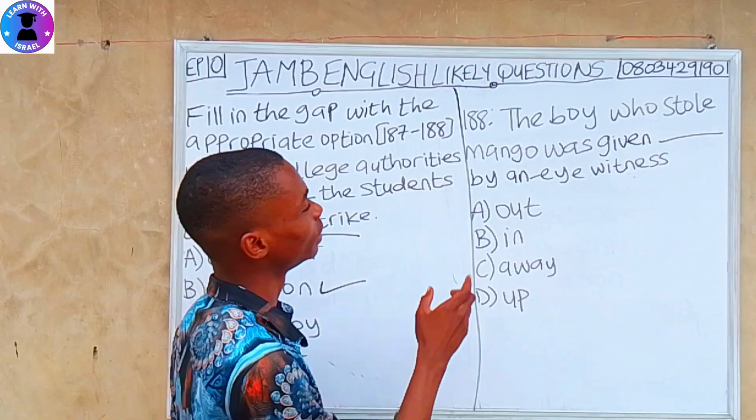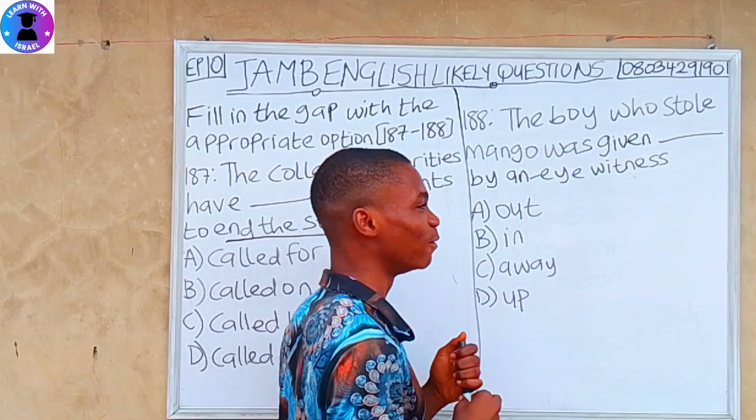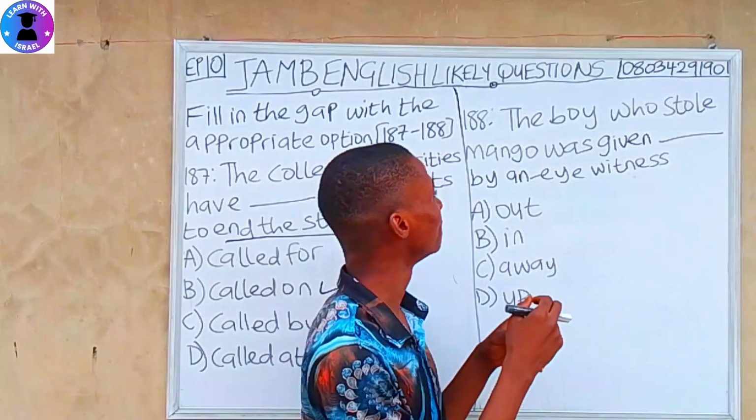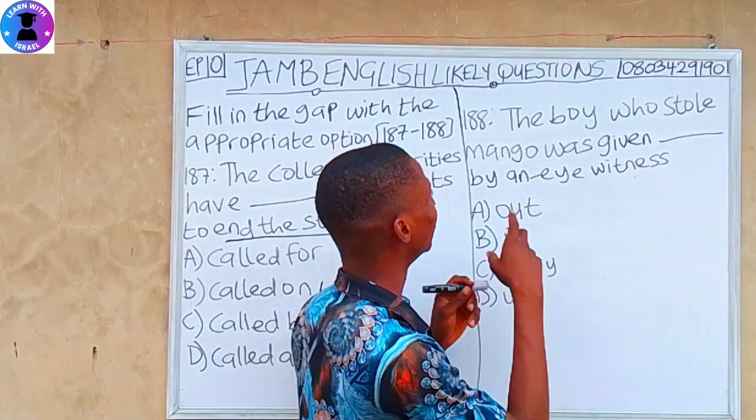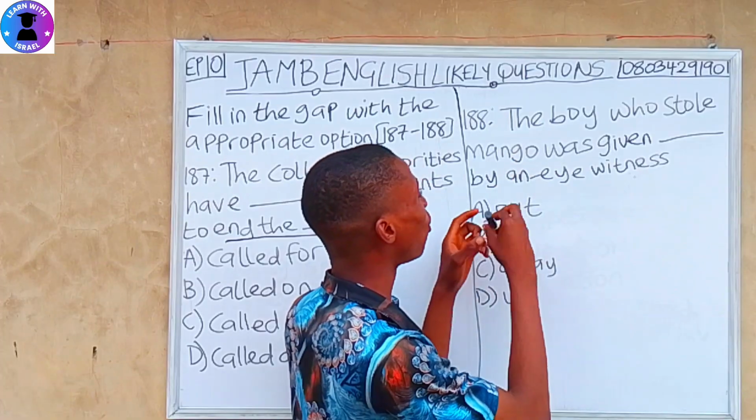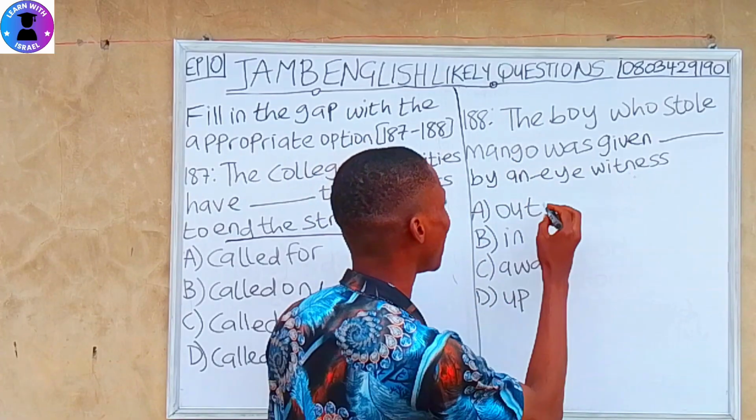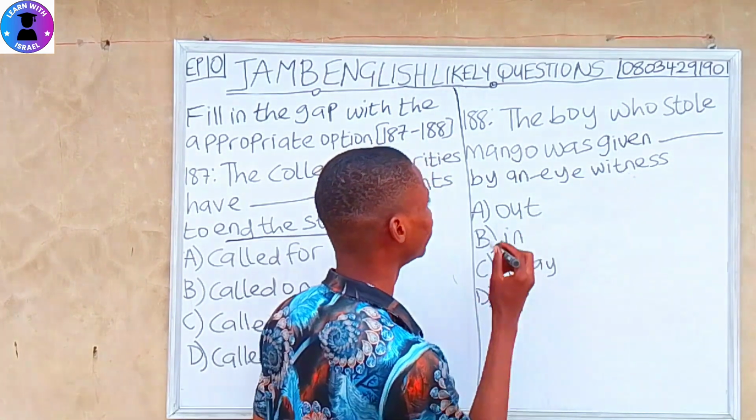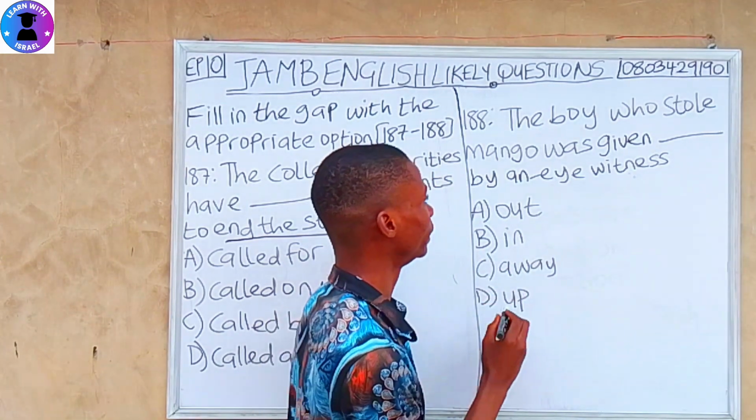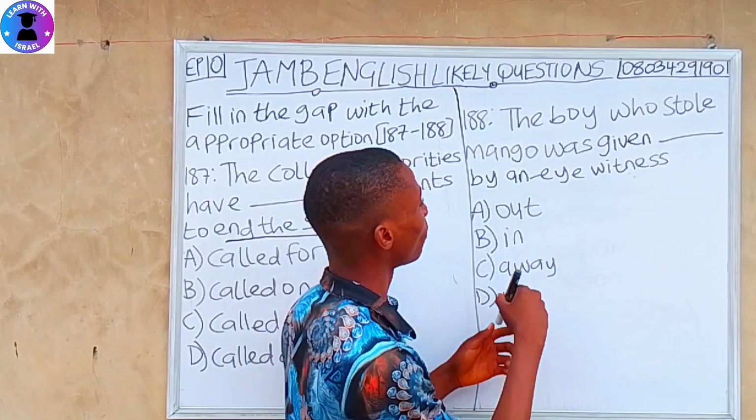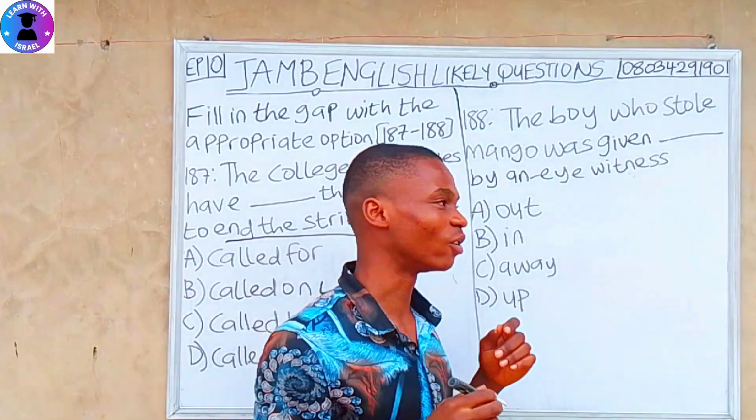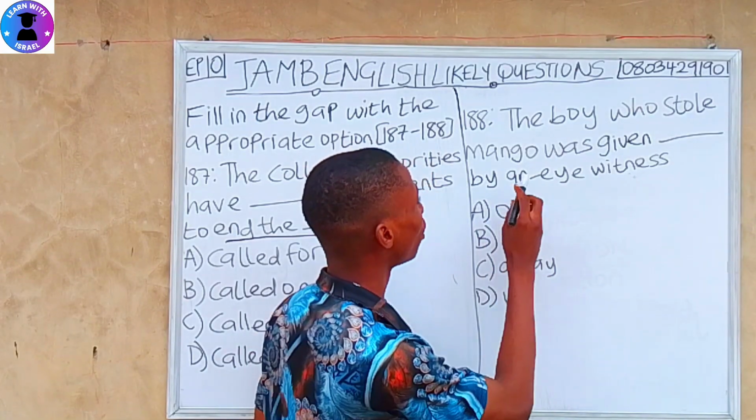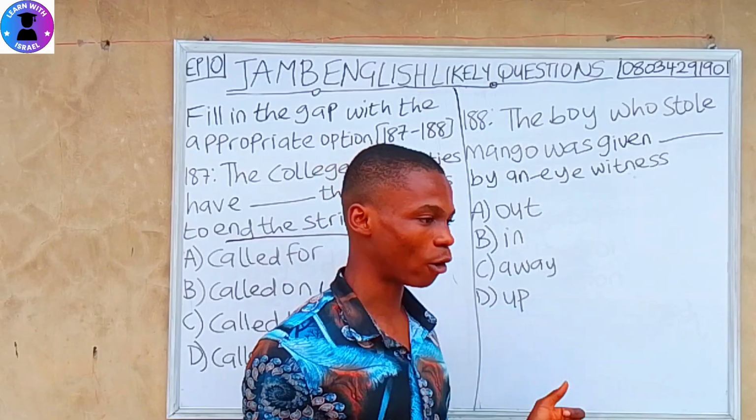Question 188. The boy who stole mango. The Bible even said, let him that stole steal no more, but let him use and labor for things that will be profitable unto him. The boy who stole mango was given dash by an eyewitness. A, out. B, in. C, away. D, up. The boy who stole mango was given out, that is wrong. Given in, that's also wrong. The boy who stole mango was given away is the appropriate answer.